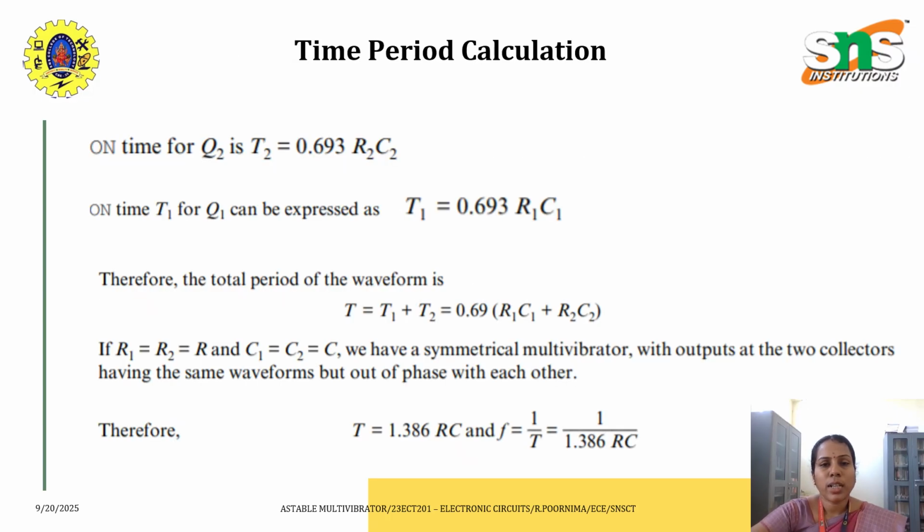Here is the time period calculation for this circuit. The on time for transistor 2 is 0.693 R2C2. Similarly, the on time for transistor 1 is 0.693 R1C1. So the total time period is 0.693 times (R1C1 plus R2C2). When we assume the values are equal, R1 equal to R2 and C1 equal to C2, we get a symmetrical multivibrator, whose total time period is 1.386 RC. The frequency can be calculated as 1 by T.